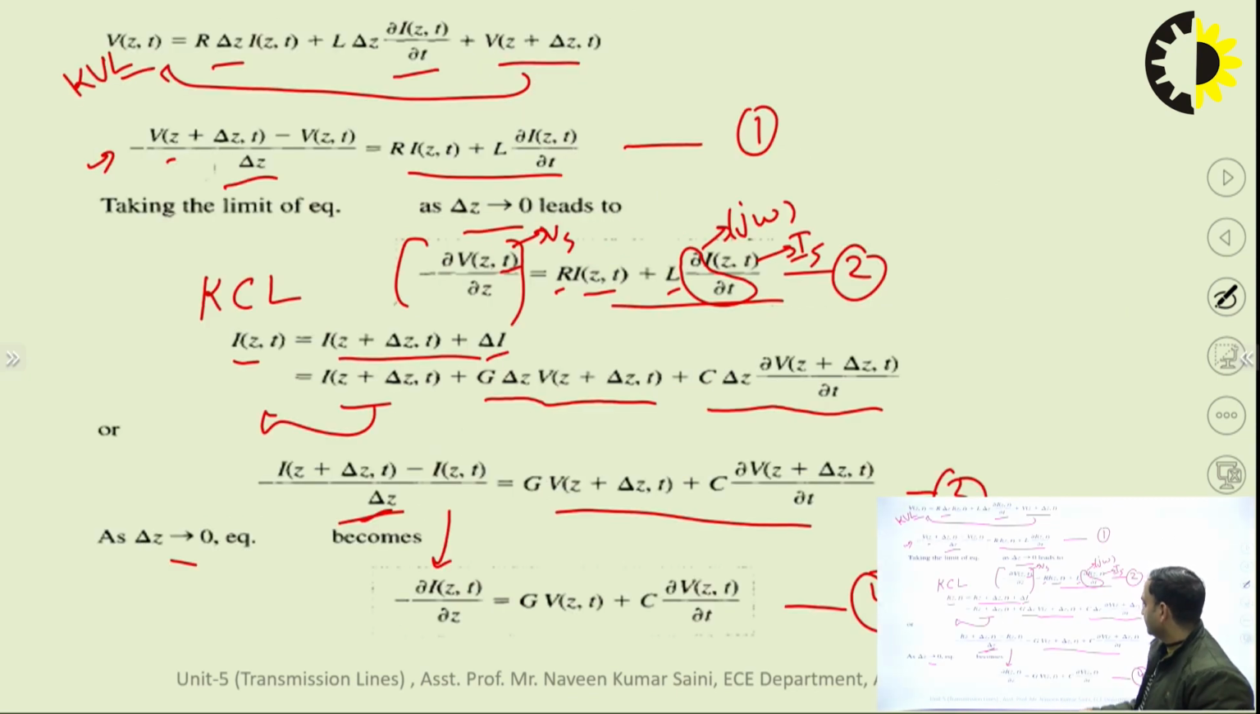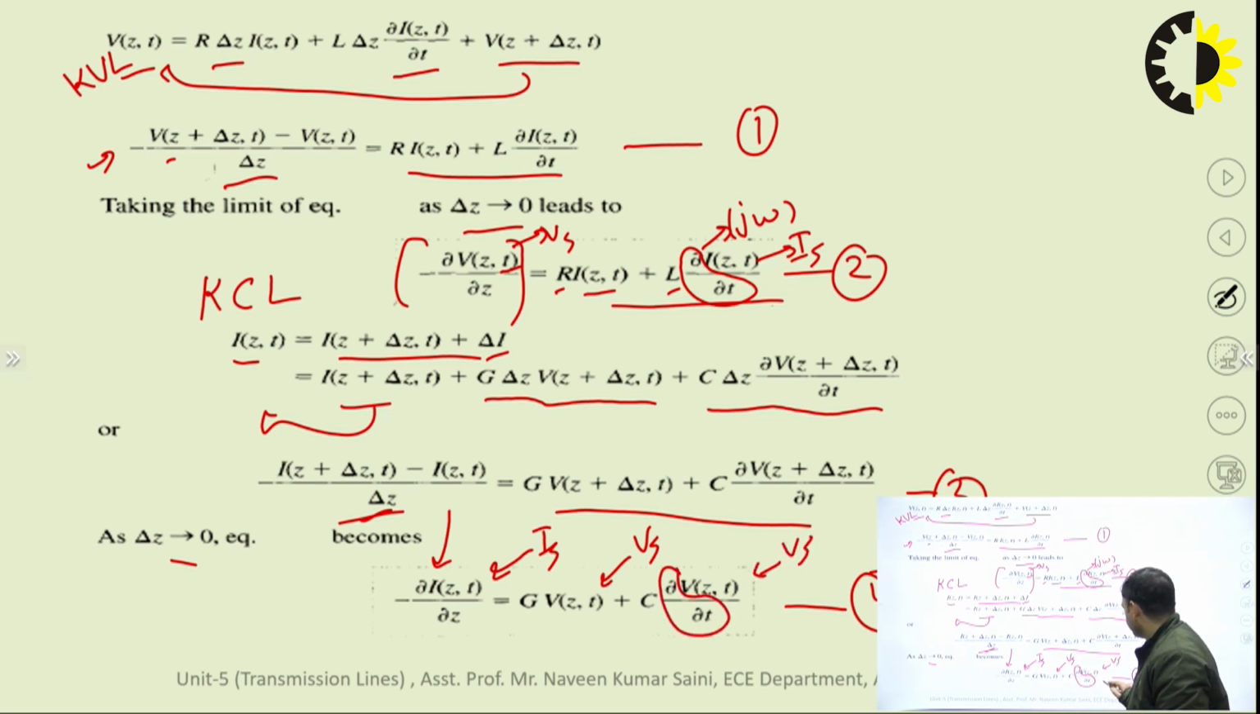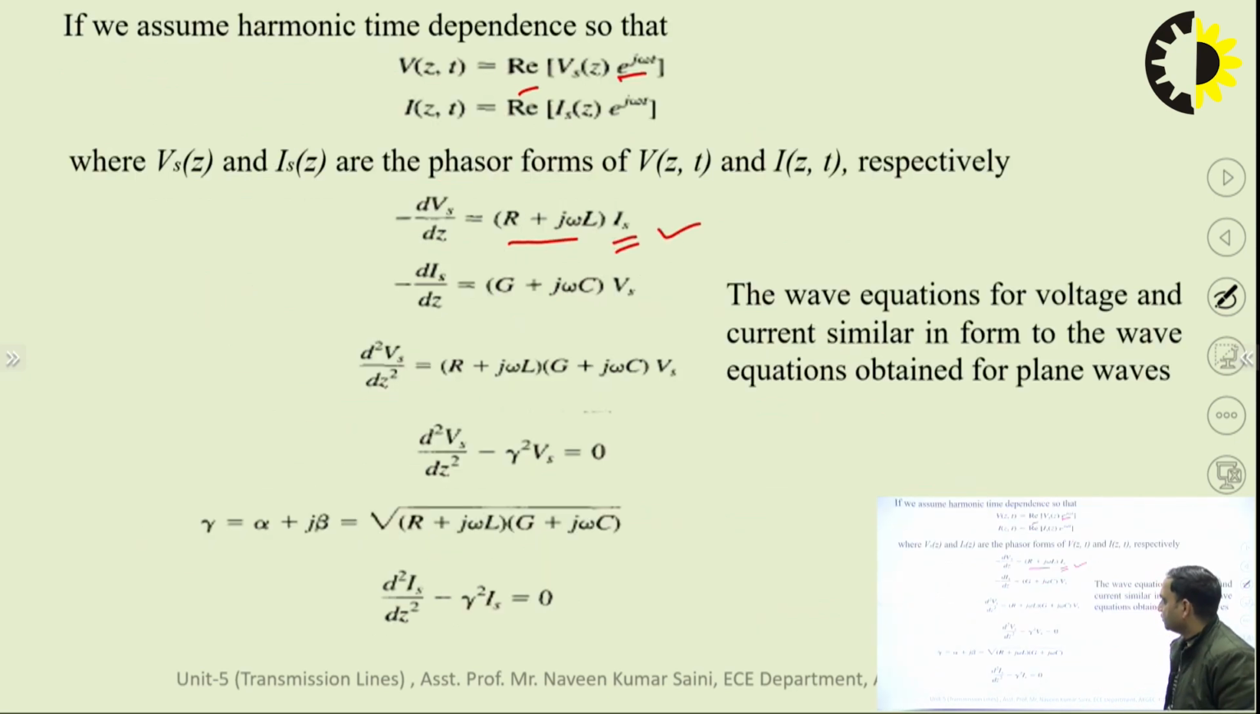Similar to this, we will apply the same condition here. So this will become the Is, this will become the Vs, and we are taking del upon del t as the j omega. So when we are doing this, then the equation will become this one. Okay. So very simple.